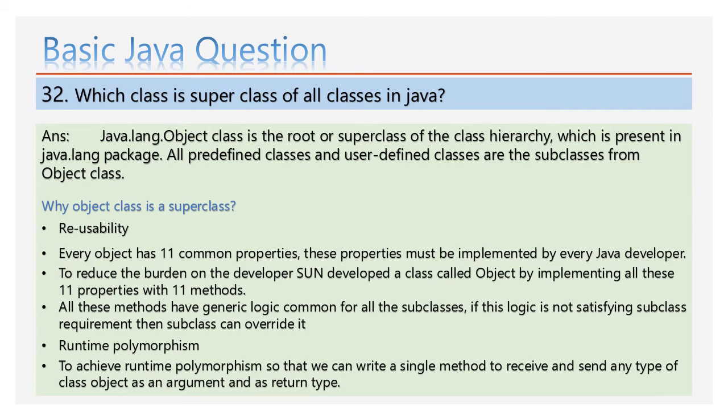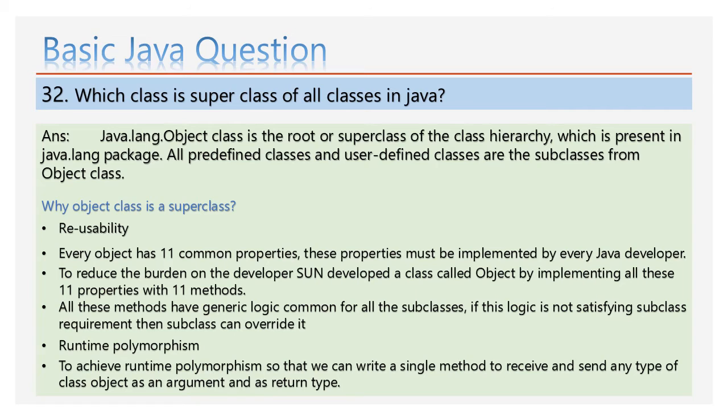Reusability. Every object has 11 common properties. These properties must be implemented by every Java developer. To reduce the burden on the developer, Sun developed a class called Object by implementing all these 11 properties with 11 methods. All these methods have generic logic common for all the subclasses. If this logic is not satisfying the subclass requirement, then the subclass can override it.